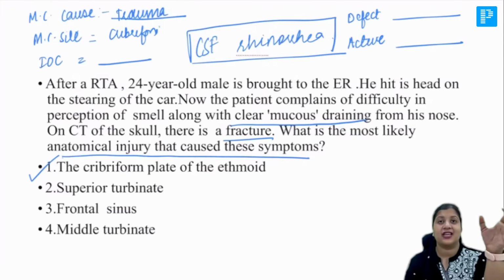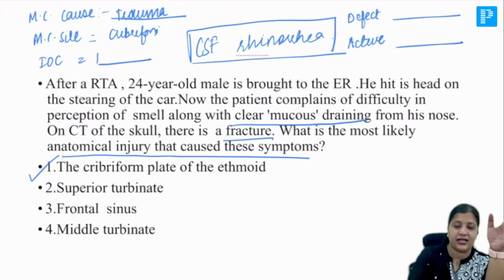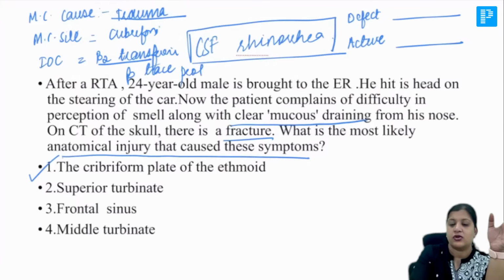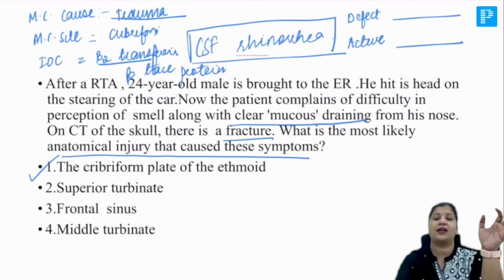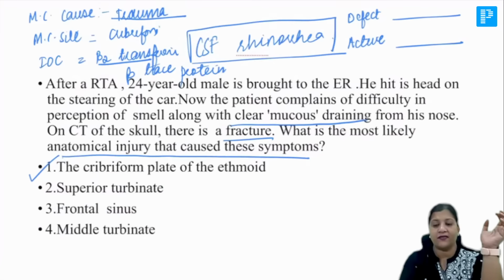Now, what is the investigation of choice? Very good. It is beta 2 transferrin. And if beta 2 transferrin is not there in your options, then go for beta trace protein, right? So beta 2 transferrin or beta trace protein. How do you identify the defect? Investigation of choice to identify the defect is a CT scan.